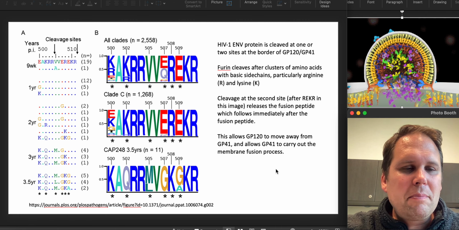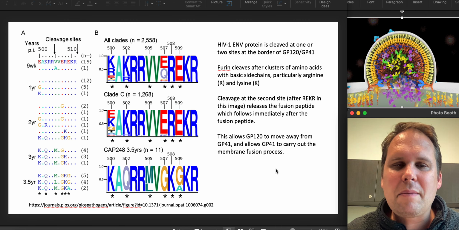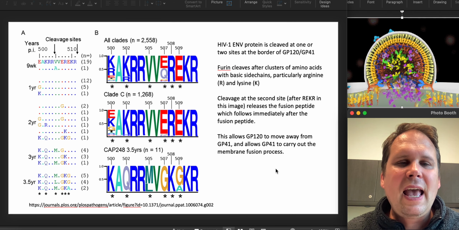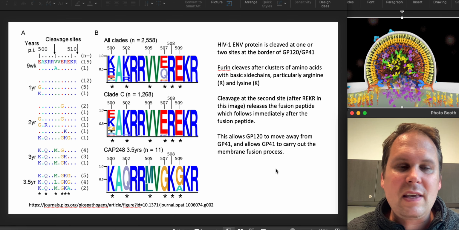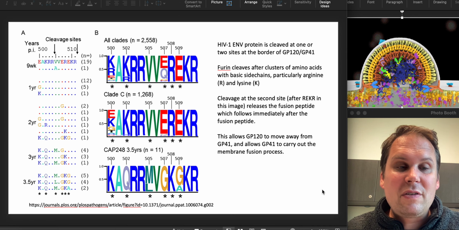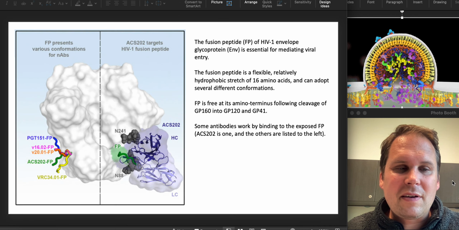And each of these will be done by either furin or an enzyme like furin. There are a lot of enzymes that are similar to furin and will cut after these. And frankly, there are a lot of ways that this happens. Once this happens, it frees up the fusion peptide, which is the next thing. And so let's look at our fusion peptide.